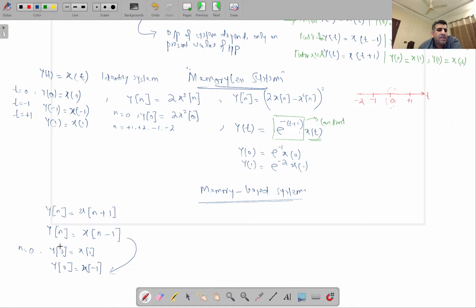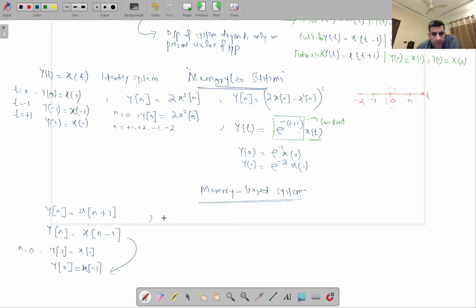So what we can see is that the output depends upon the input at the future value of n. It's the future value of the input, right? And similarly in this system, to calculate the output, I need the past value of the input. So both of these are examples of memory-based systems. Okay, let's take another example, which is a bit, what we can say, a tricky one. So let's try that one now.